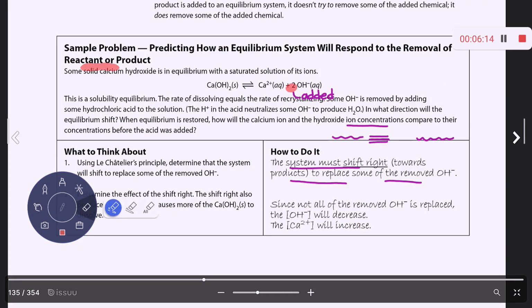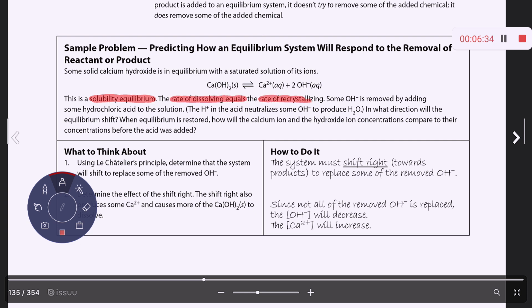Let's look at this sample problem. This sample problem is showing you calcium hydroxide solid at equilibrium with its ions in solution. So it says that we are looking at a solubility equilibrium. This happens when a solid is in equilibrium with its ions. So that means the rate of dissolving the solid equals the rate of recrystallizing it from its ions.